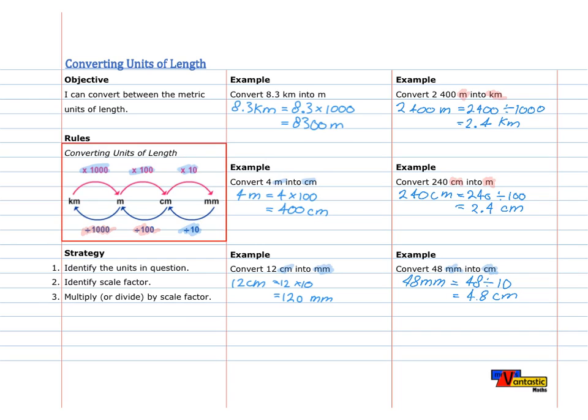And I just noticed that up here I made a tiny mistake. The answer here is in meters, of course. So always check those units. And that is how we can convert between the metric units of length.